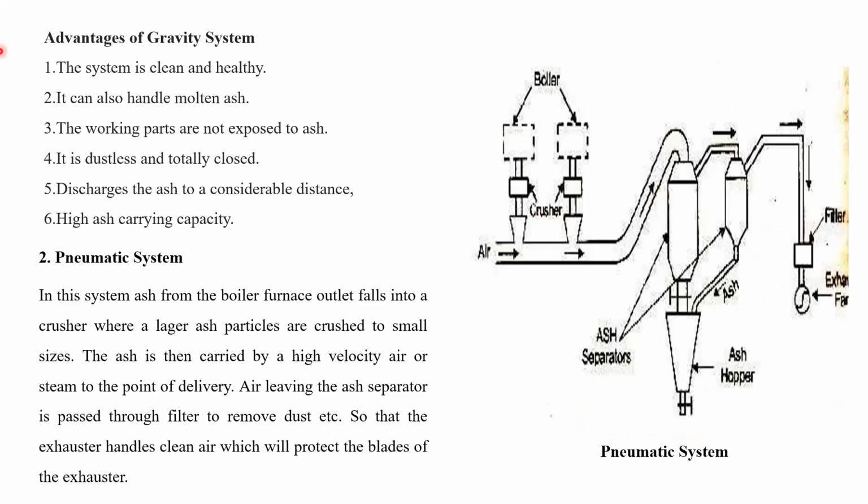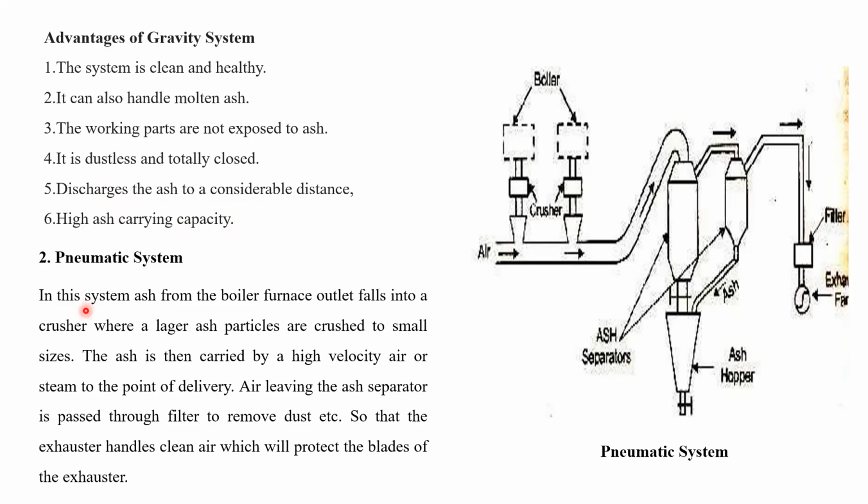Advantages of the gravity system: the system is clean and healthy. It can also handle molten ash. The working parts are not exposed to ash. It is dustless and totally closed. That is most important, so that it is not hazardous for the people working around the ash or boiler. It discharges the ash to a considerable distance. This one is most important. You can send it to a longer distance from the power plant and dump it into a lake or pond which is away from the plant. High ash carrying capacity. Very good.